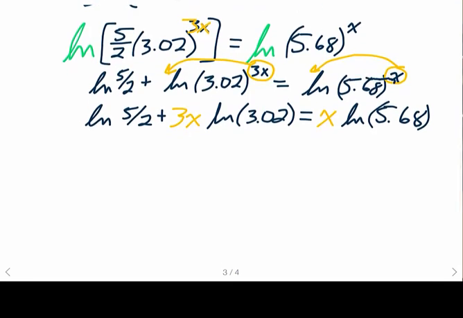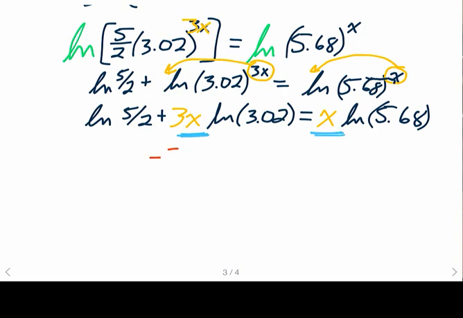Now what we have is, believe it or not, a linear equation. The reason I can say that is because nothing interesting is going on with x. It's not wrapped up in an exponent. It's not inside of a logarithm. In fact, the natural log of 5.68 is just a number. As such, what I want to do is get the x's on the same side.